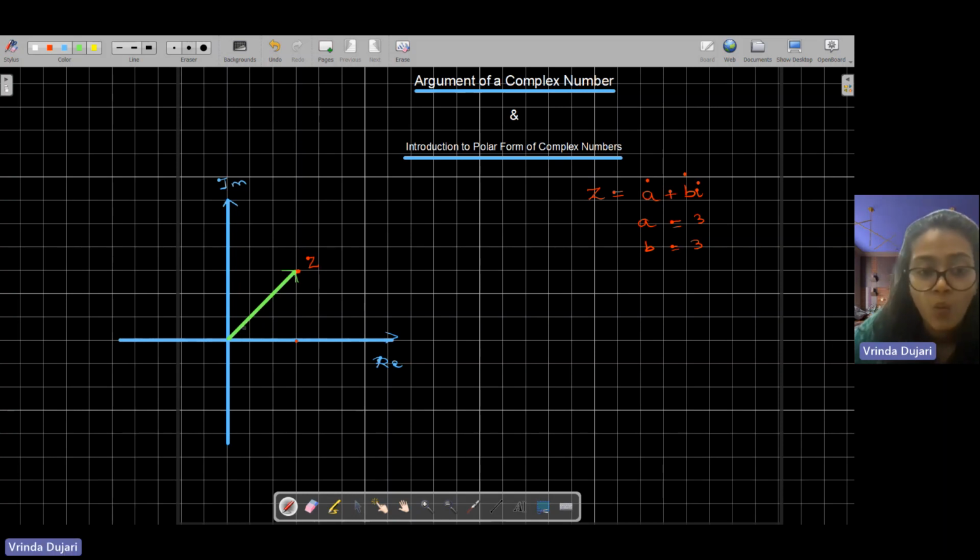Yes. What if I know this angle? How much is this angle? Starting from the real axis, I move in the counterclockwise direction. And let's say that this angle is theta. Theta is a Greek alphabet. Now let's say I know the value of this angle. Would it fix the position of the complex number?